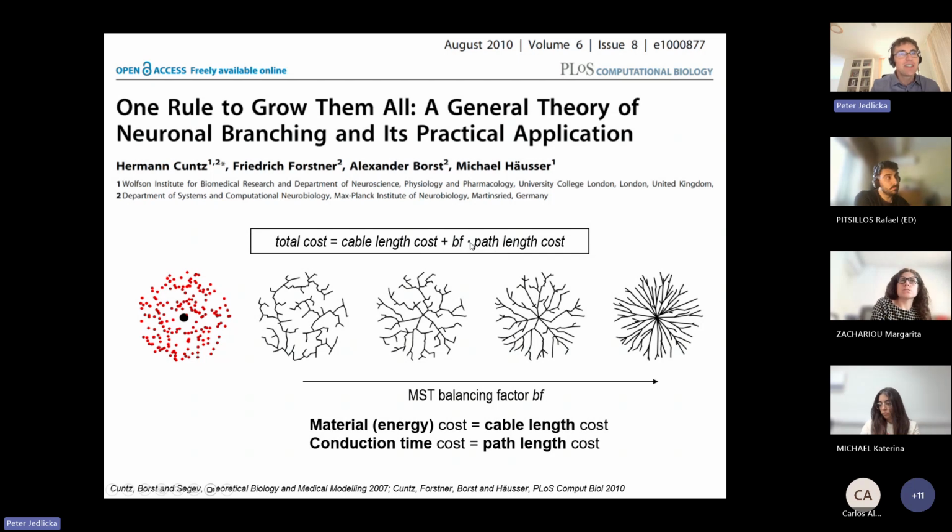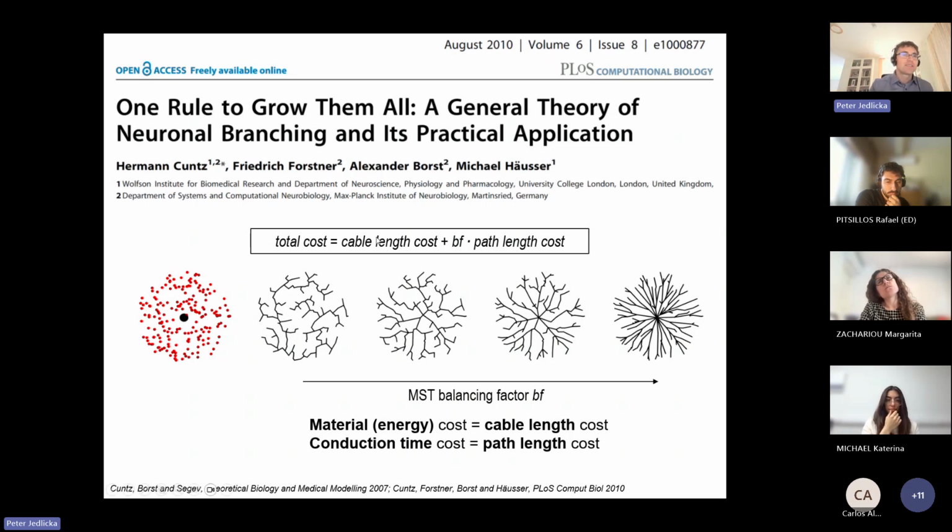And the nice thing is that you have one free parameter, the balancing factor, BF, and you decide what is more important. So if you say you want to minimize the path length cost, you can see this also as a conduction delay. So if the path length from the tip of the dendrite towards the soma is the shortest possible path length, then this is also good for the propagation of signals, right, from the distal parts of the dendritic tree towards soma. So you can see this also as a conduction delay. Or you care about the overall total cable length, and you can see this also as energy, right, because cable length costs a lot of energy.